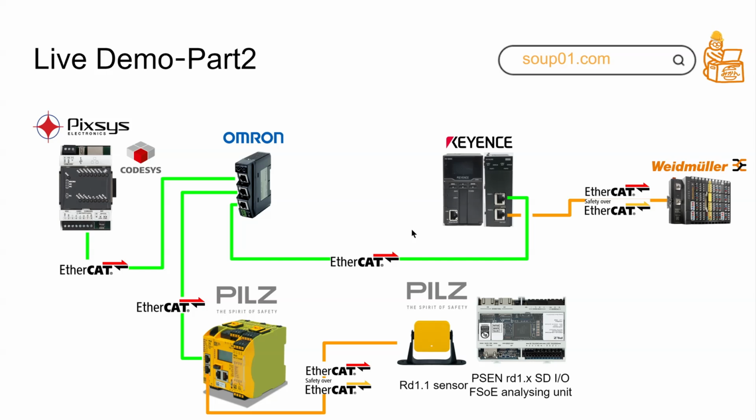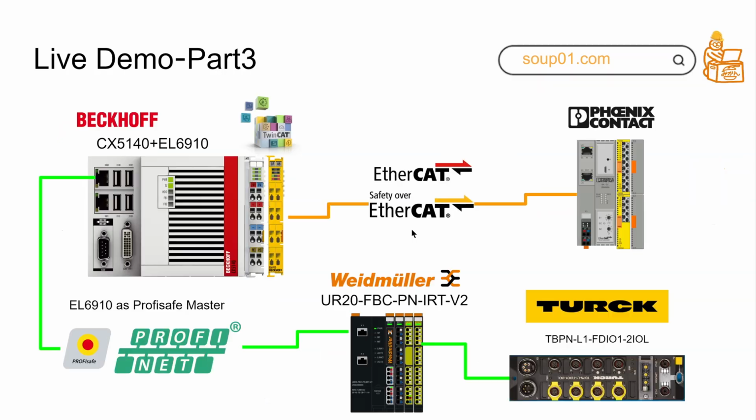And here, in the second demo, I used CODESYS with a Pilz FSoE master, and then connect to a safety light curtain. And this time, I will not just use FSoE slaves. I also have a normal slave, called Keyence here, to show you that safety and non-safety slaves can be mixed in one EtherCAT network.